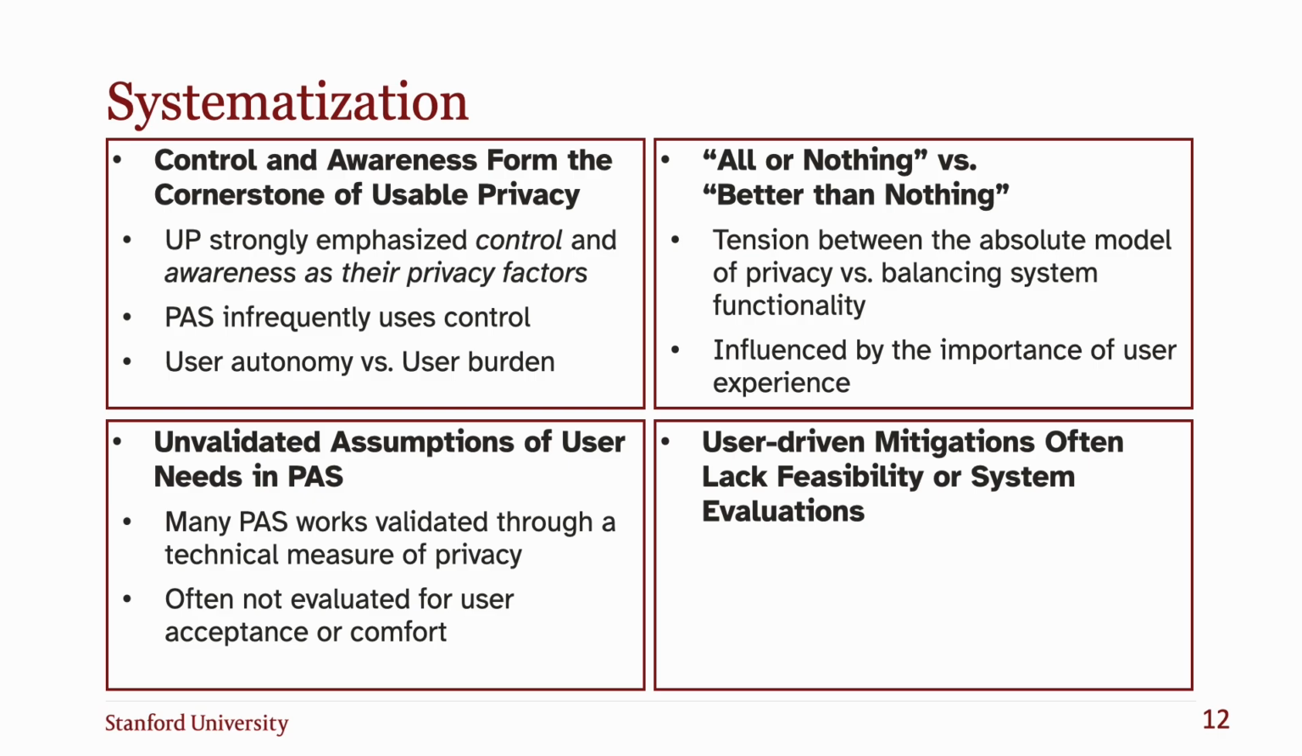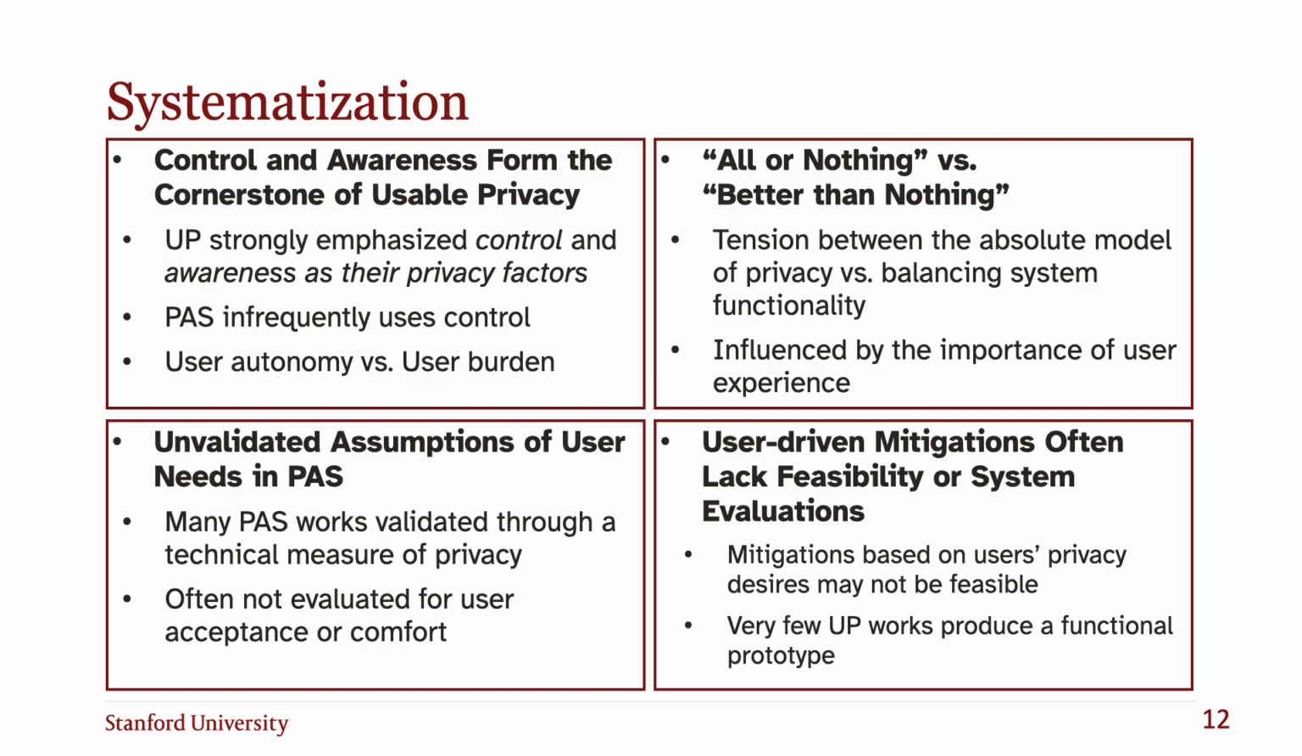Fourth, we observe that user-driven privacy mitigations often lack feasibility or system-level validations. Many usable privacy works are grounded in rich qualitative insight, often identifying meaningful user needs and translating them into design recommendations. However, these works frequently stop short of evaluating whether their proposed mitigations are implementable in real systems.